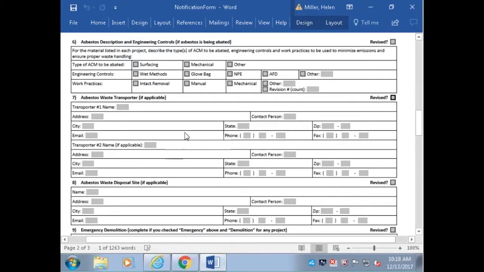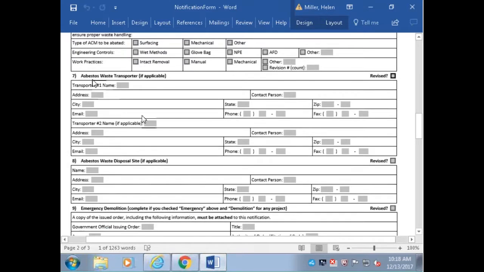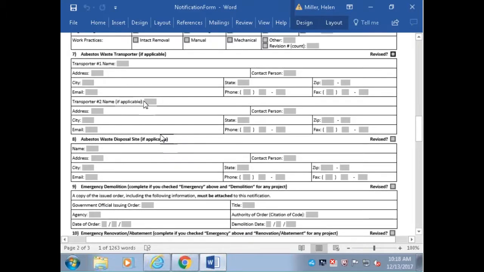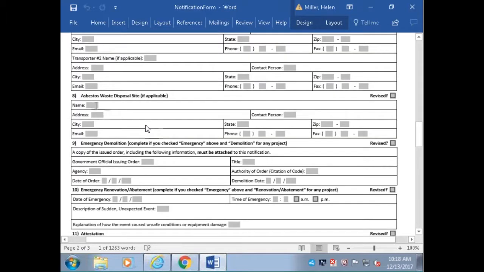Asbestos waste transporter. Under this section, we have two areas where you can enter transporter name and information if need be. Most of the time, I'm guessing you'll just have one, but there were a few cases that ran over where they needed two, so we've provided some extra space for that. The asbestos waste disposal site information, name, address, phone number, all that normal stuff, is right here.